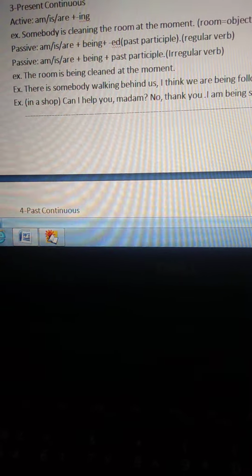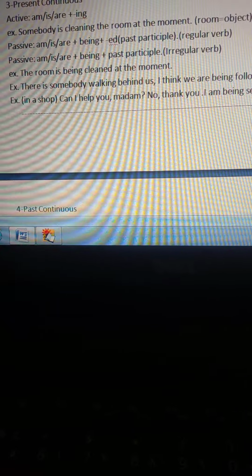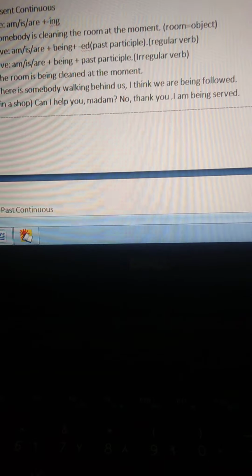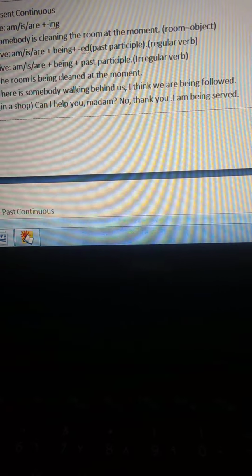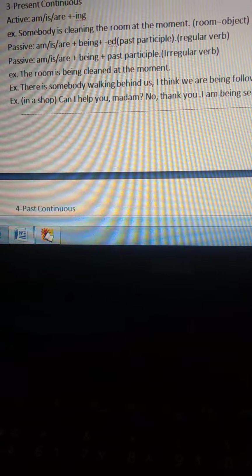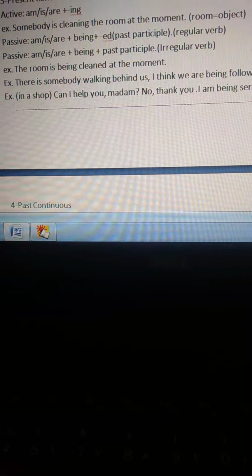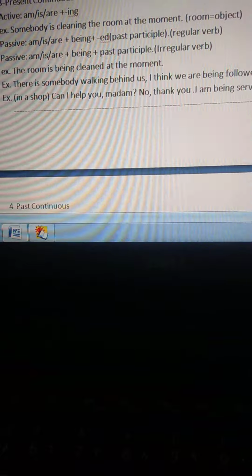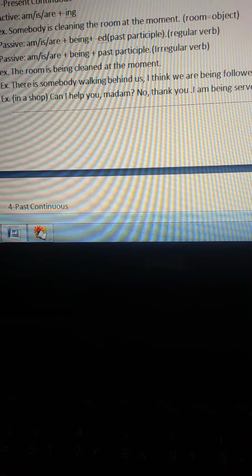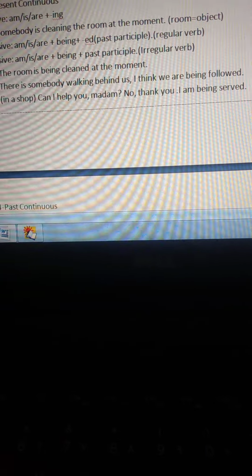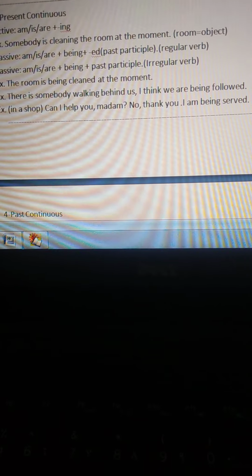Second sentence: there is somebody walking behind us. I think we are being followed. Third sentence: in a shop, "Can I help you, madam?" "No, thank you. I am being served."